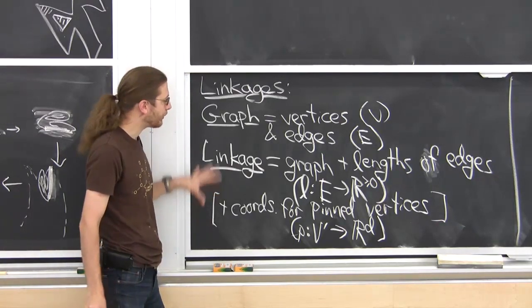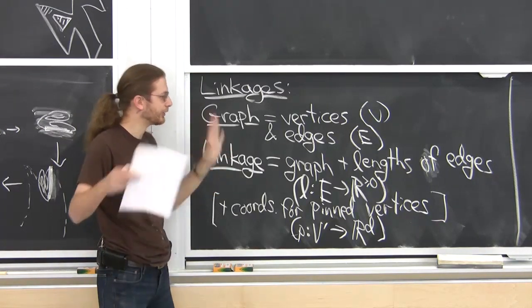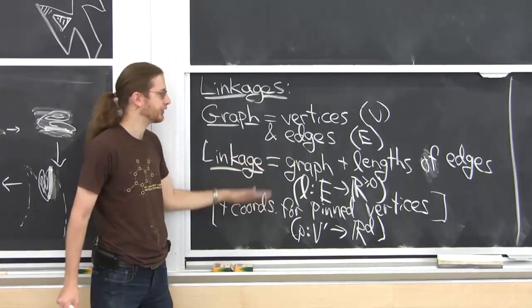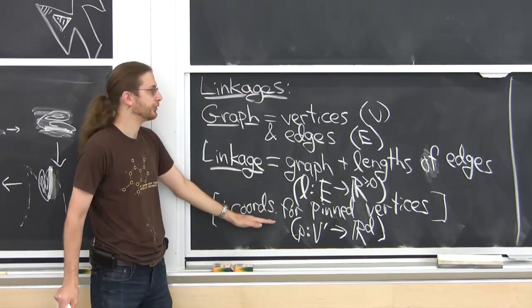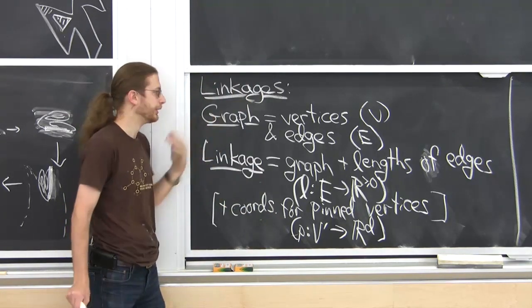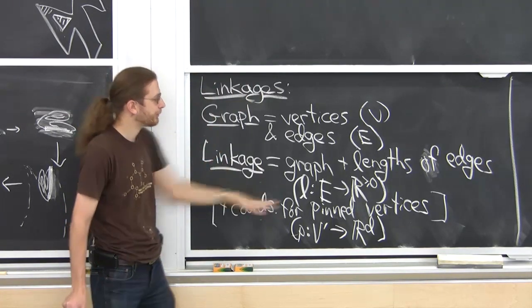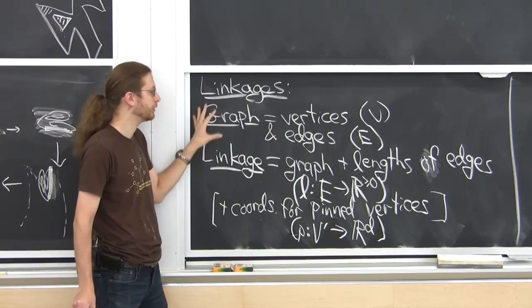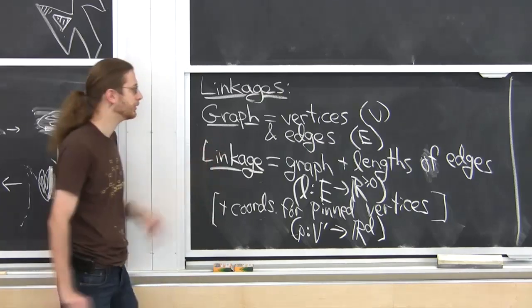And sometimes I want to think about the linkage as this abstract thing. It tells me how things are connected, tells me what the lengths are. This is, again, like a shadow tree. Maybe I'm also told some vertices are pinned in particular places in the plane or in 3D or whatever. But sometimes I want to forget about that extra stuff and just think about the graph. We won't do that till next lecture, but I mention it now because we will need it.